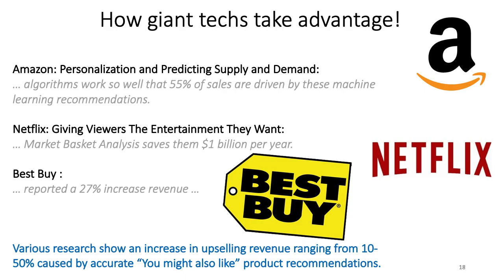Best Buy has reported a 27% increase in their revenue. And various research shows an upside in revenue ranging from 10 to 50% caused by accurate recommendations. This was the takeaway, the conclusion out of reading some articles. It's a very big thing. If you want to convince someone that association mining is very important and can help their organization and company save a lot of money, you can show them some of these stats and numbers.